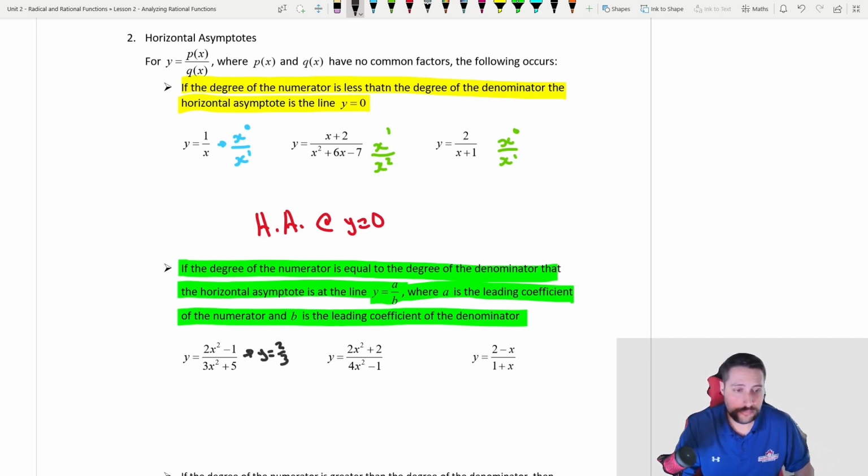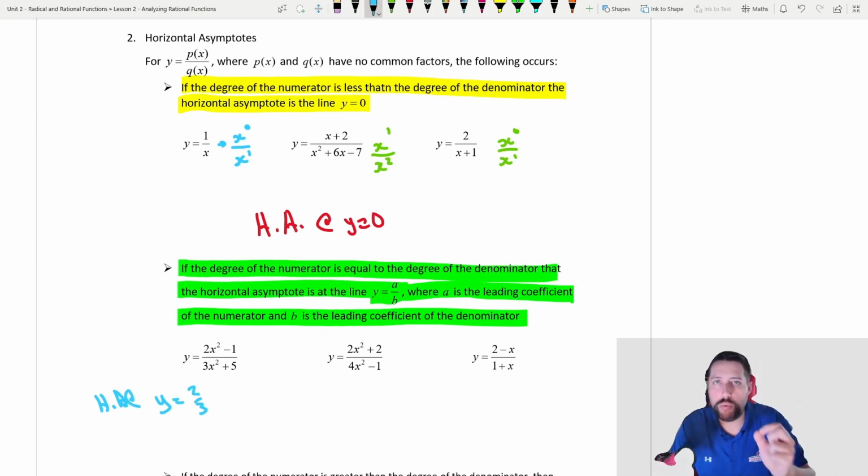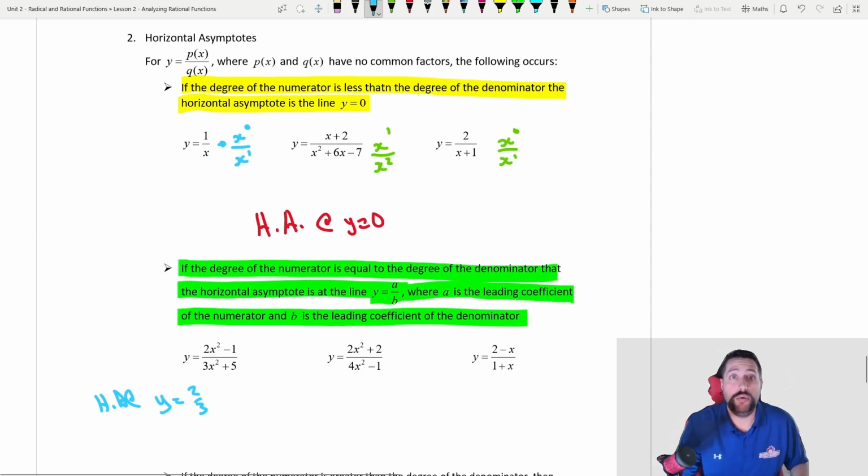Let's rewrite that further down. So this is going to be a horizontal asymptote at y is equal to 2 over 3. We just want the coefficients out in front, so the numbers in front of the x, the highest power, the highest degree. So the next one, y is equal to 2x squared plus 2 divided by 4x squared minus 1.